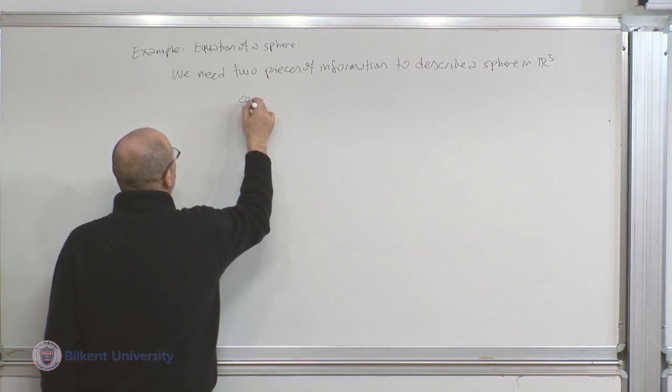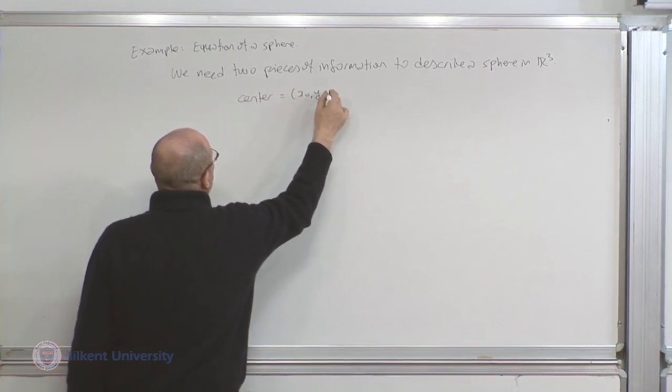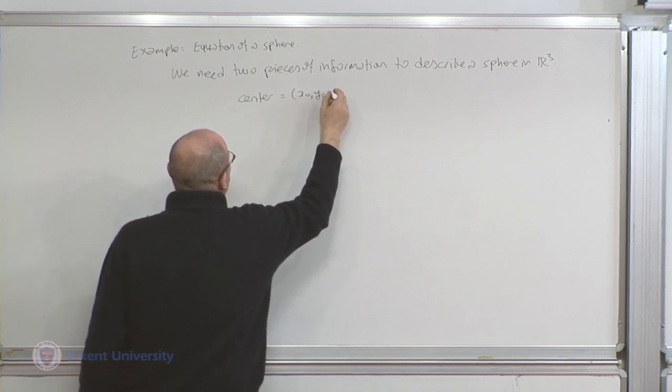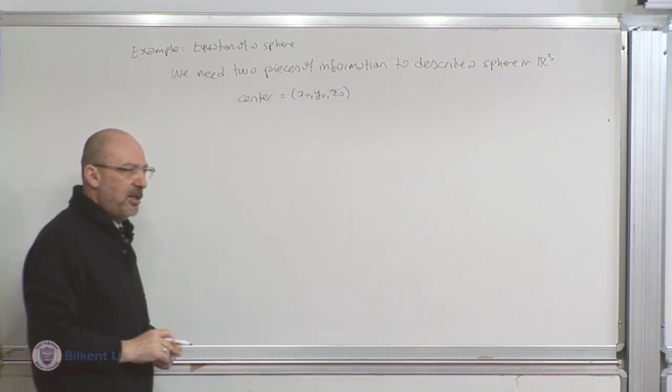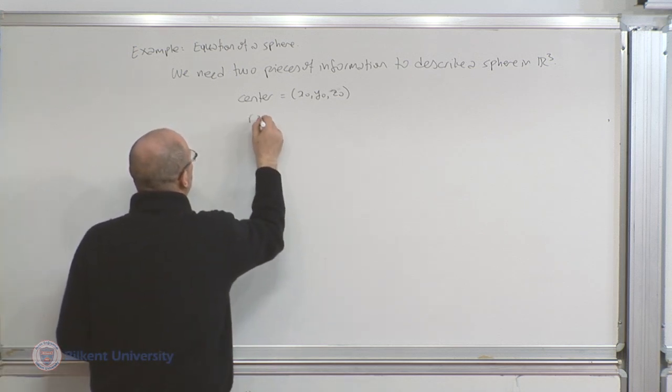So center. Generally, we use subscript 0 to emphasize that the point is fixed. Okay, so that's just a convention. Radius.